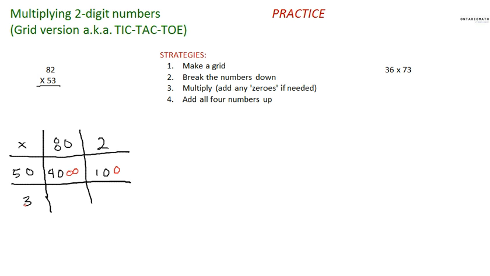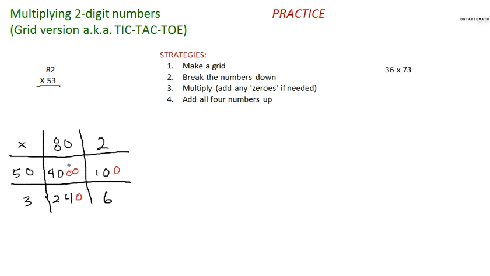80 times 3. So don't forget about that 0. No zeros here, but a 0 there. And then I'm just going to go 8 times 3. So we're always multiplying just single-digit numbers all the time. 8 times 3 is 24. And last but not least, 2 times 3. Well, there's no group of tens here. They're both groups of 1. So 2 times 3 is 6.